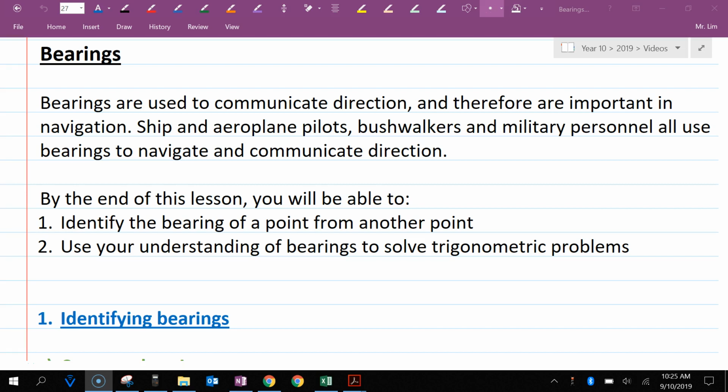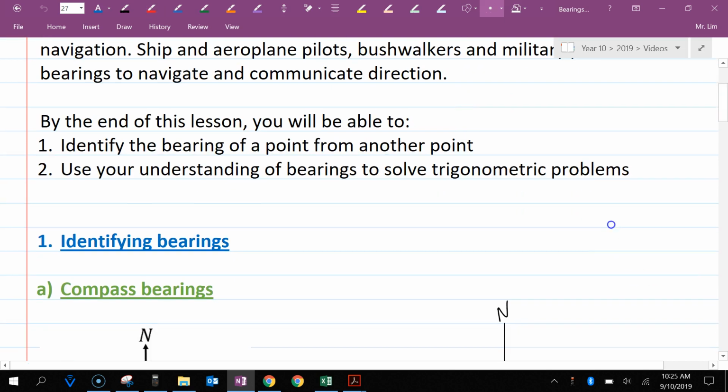In this video we're going to be looking at bearings. Bearings are used to communicate direction and therefore are important in navigation. Ship and aeroplane pilots, bushwalkers and military personnel all use bearings to navigate and communicate direction. By the end of this lesson you'll be able to identify the bearing of a point from another point and use your understanding of bearings to solve trigonometric problems.